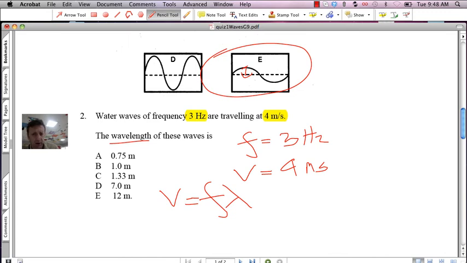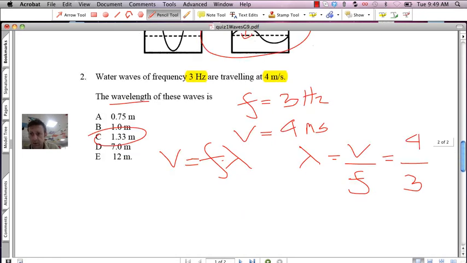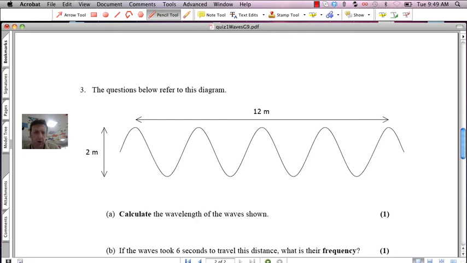But I'm looking for wavelength, and that's not quite how the formula needs to be. So I need to take frequency, and if it's multiplying here, it needs to be dividing over there. So wavelength equals v divided by f. V is 4, f is 3. So 4 divided by 3 is 1.33. On to the next question.